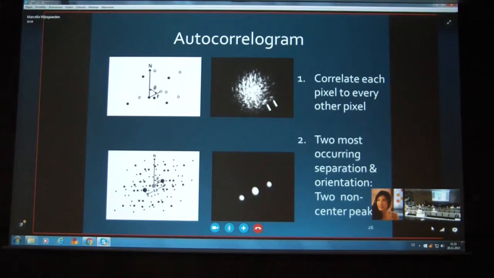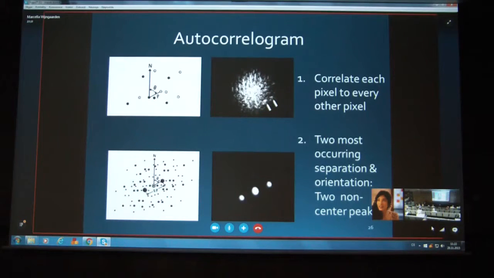So the two pictures above represent the speckle frame, with the most occurring separation indicated. So for the left image, this would be the separation between the black and the white dots. And then what you do is, when the separation and orientation for each of the pixels to each of the other pixels is calculated, then we retrieve the picture. So you see a central peak and two peaks on the side. And the two bright peaks on either side of the middle denote the most occurring separation and orientation.